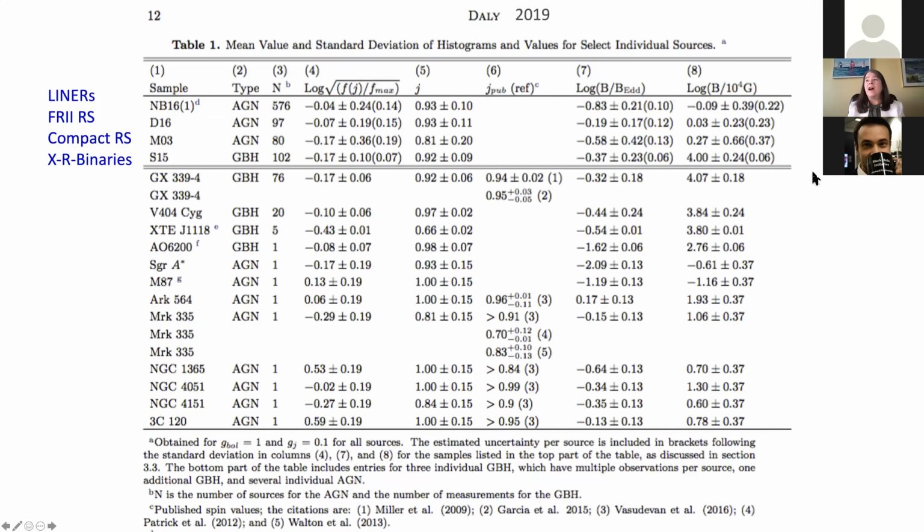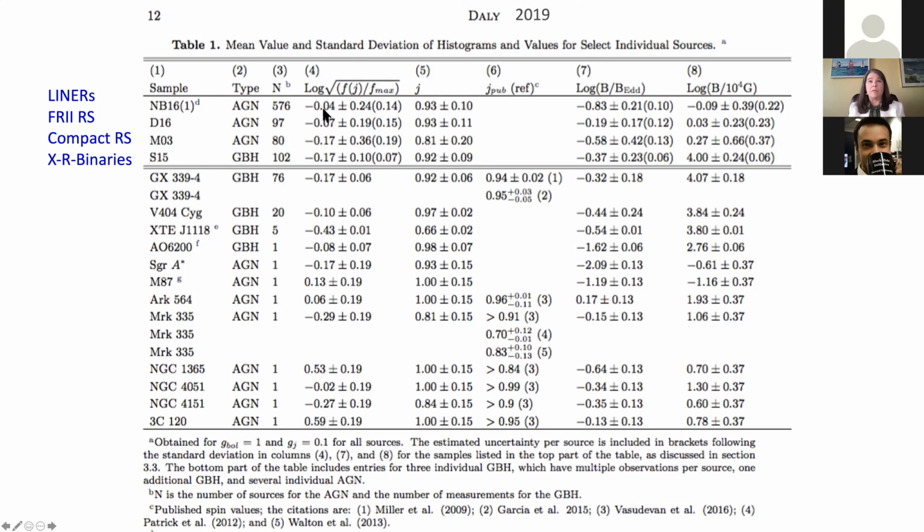All right, now I thought it would be helpful to take a moment and look at some of the results for the spins for the whole samples. So here are the results for the spin function, capital F, for the 576 LINERs, the 97 FR2 sources, the 80 AGN in the Merloni et al. 2003 sample, and the 102 measurements of the 4 galactic black hole systems. So here are the values of capital F.